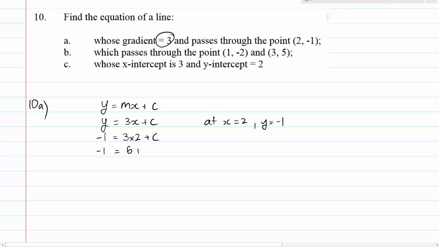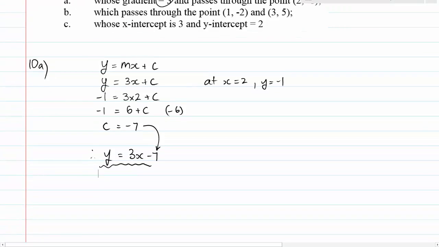-1 equals 6 plus c, and therefore c is equal to -7 if I subtract 6 from both sides. And therefore y is now equal to 3x minus 7. I'll just put that minus 7 into my function for c. And that answers my question.